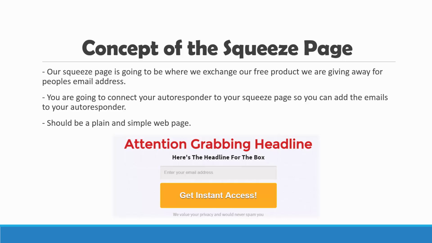The squeeze page should have two things: an attention grabbing headline and a submit form where they can enter their email, and there the email will transfer to your autoresponder and you will have access to email this person whenever you want. Awesome. And your squeeze page just has to be simple. You don't need any crazy designs whatsoever. That's basically what a squeeze page does. So let's go more into detail on the success of the squeeze page.